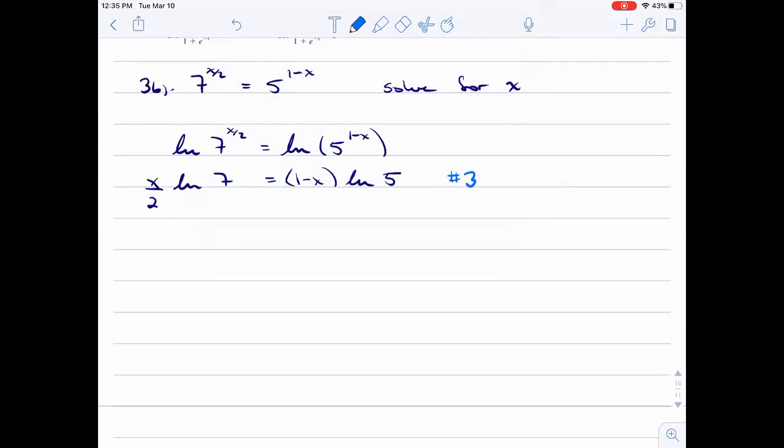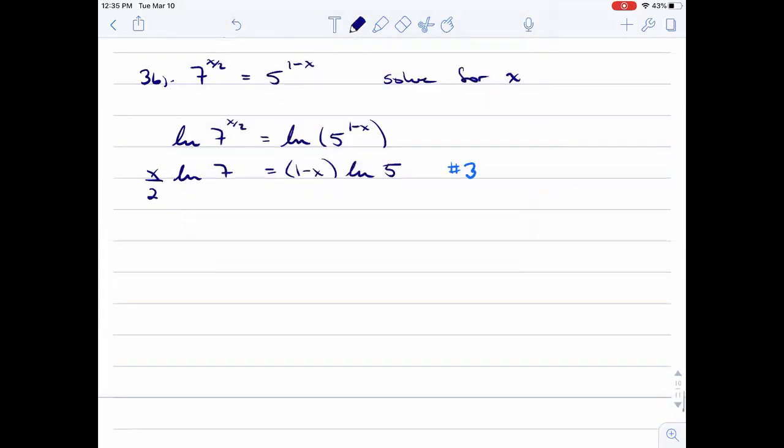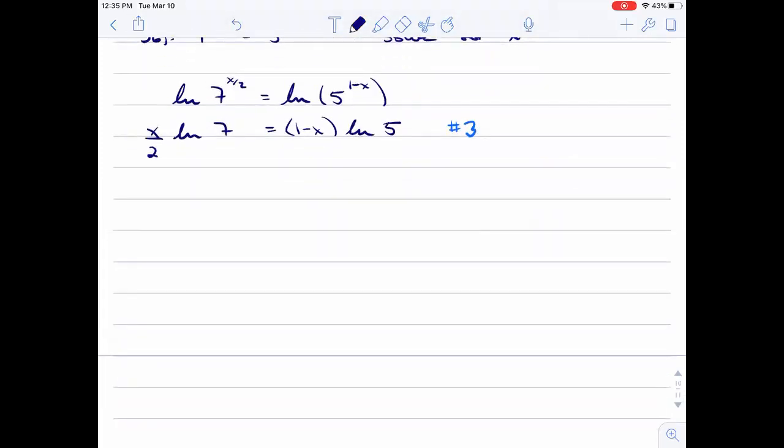Now I've got x's down where I can work with them, and so now it's just a matter of solving. If I bring that 2 over, I get x times the natural log of 7 is 2 times, well, actually, I'll simplify this first, the natural log of 5 minus x times the natural log of 5. Just to bust it out, because I am trying to solve for x. So ideally, I'm going to try to migrate all my x's over to one side and my numbers to the other.